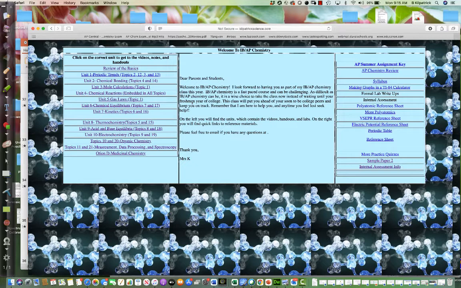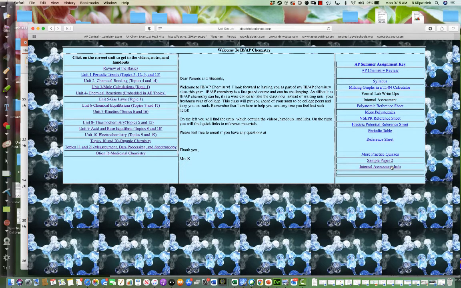Paper 2 is the short response. Paper 3 was canceled for this year, so they don't need to worry about that. And then we have our internal assessment. The breakdown of the points is 30% for paper 1, 50% for paper 2, and 20% for the internal assessment.